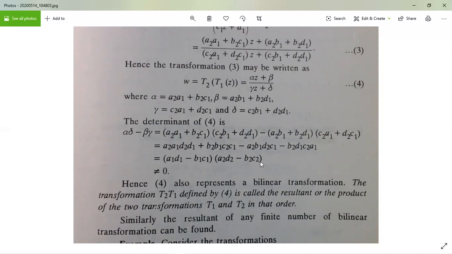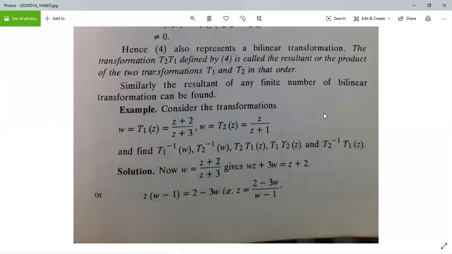The transformation t to t1 defined by 4 is called the resultant of the product of the two transformations t1 and t2 in that order. Similarly, the resultant of any finite number of binary transformations can be found.